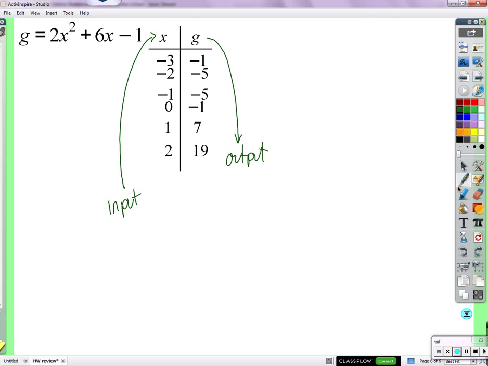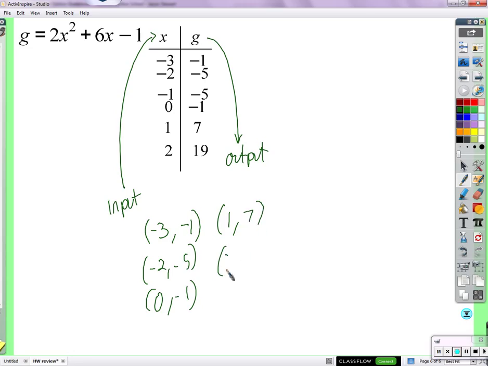Is there another way that you can keep track of inputs and outputs? That you can see that when you plug in negative 3, you get out negative 1? I'm sure you have done this before. Maybe you haven't heard it asked this way. Normally called x comma y, x comma g in this case, right? So there's another way, negative 2 comma negative 5. We're just looking at what is the input, and for that input, what's the output.